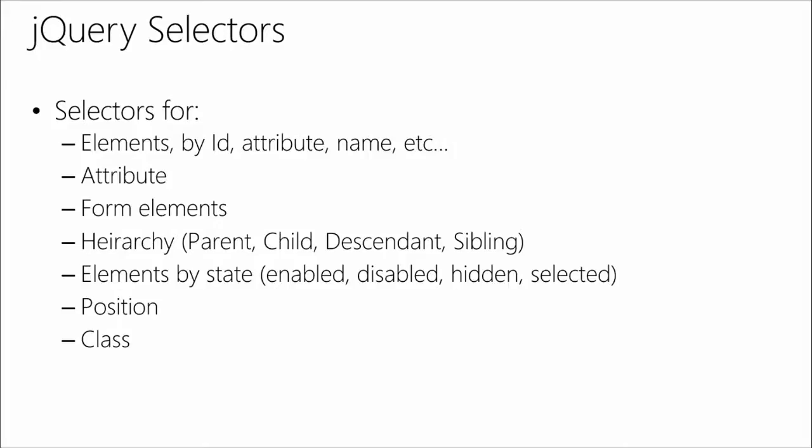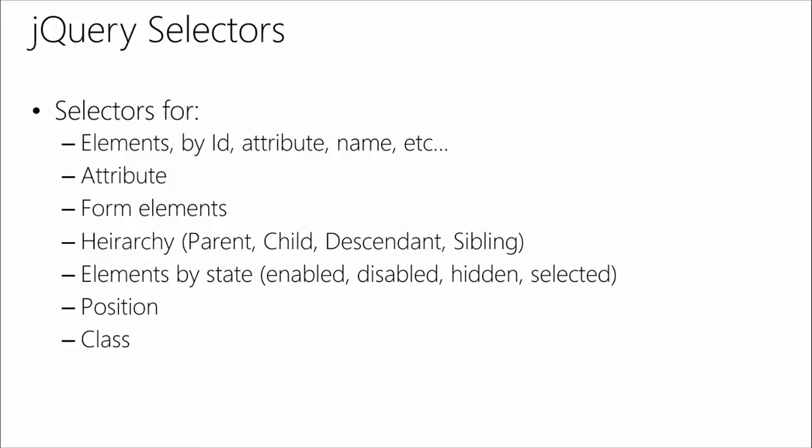So again, with selectors, CSS, that's kind of the big deal behind them since we're going to use that same syntax. So we have selectors for all sorts of different things. Elements, just to grab a single element, maybe by its ID, by the attribute, by its name, by the type of element that it is. We can also select via the attribute values, form elements, that's an important one. Forms are everywhere. Hierarchy, so we could do parent and child, descendants, all of those kind of attributes.